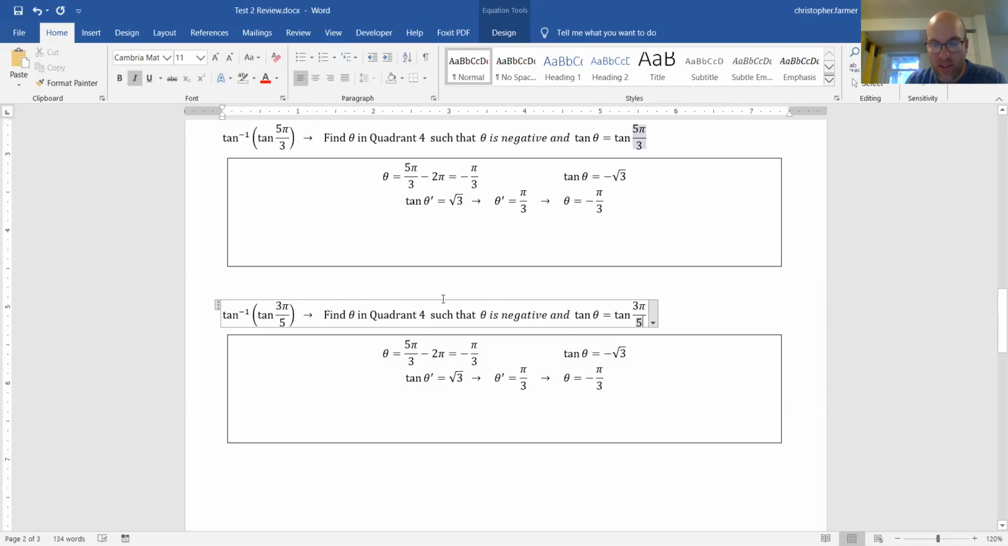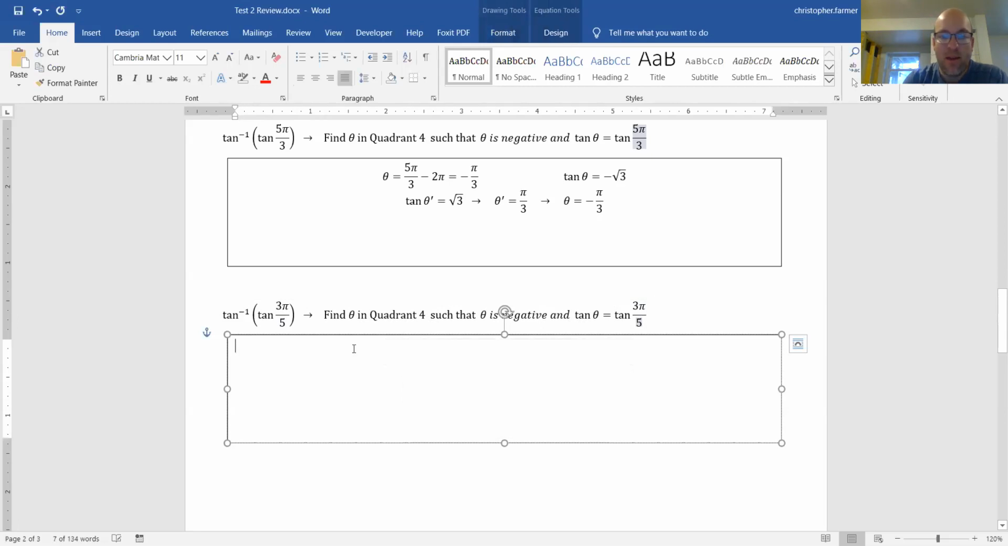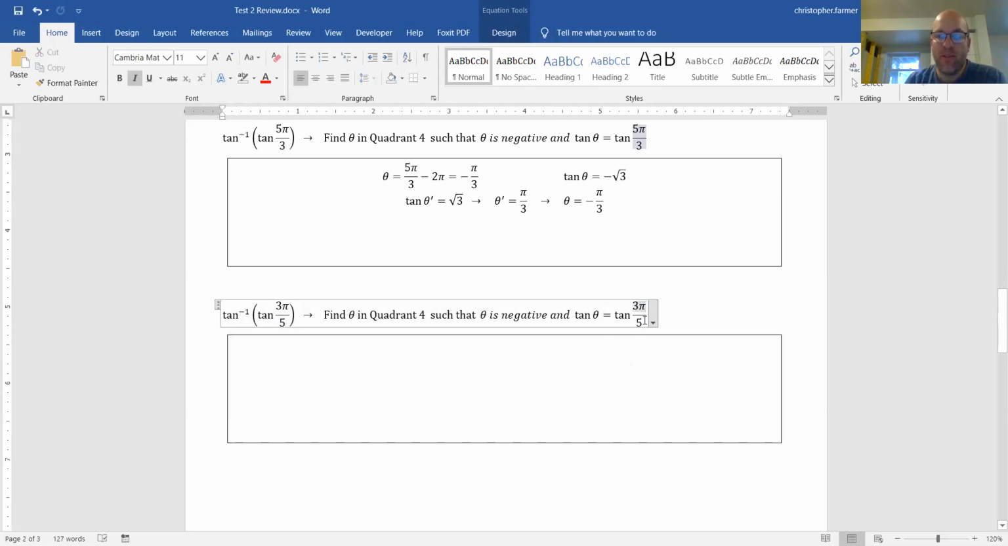So I kind of changed this a little bit so I didn't have to deal with changing too much of the problem. Okay, so now the main difference is we cannot use coterminal angles, right? Because this is in quadrant 2.